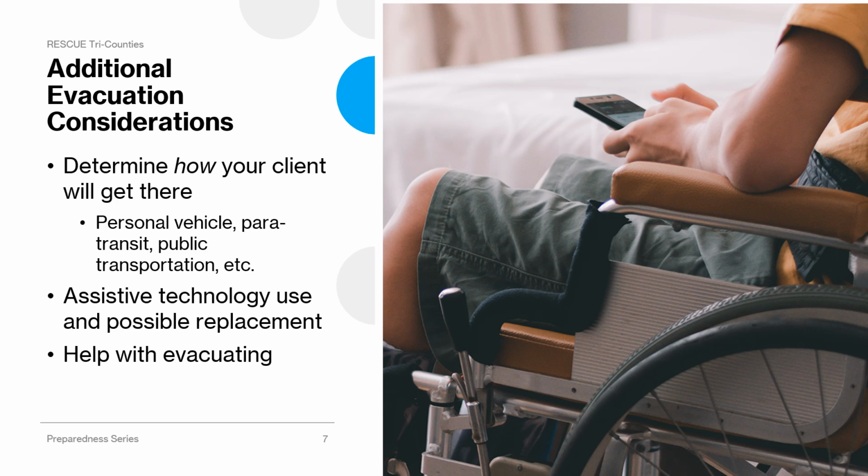What about if it is lost or damaged? Do they have a way to get a replacement or a low-tech alternative? Sometimes, individuals can register with local government agencies if they require assistance evacuating. In San Luis Obispo County, residents can sign up for this type of service.